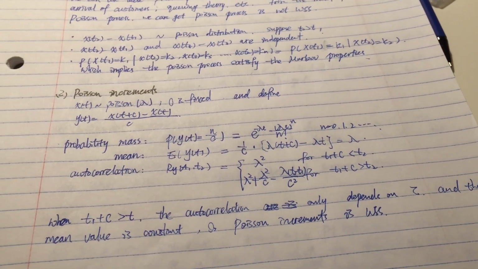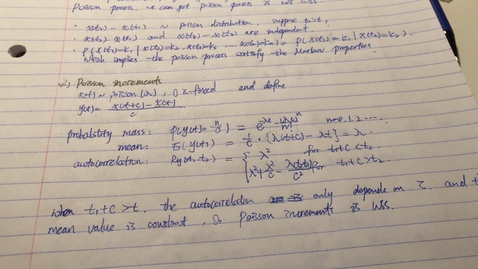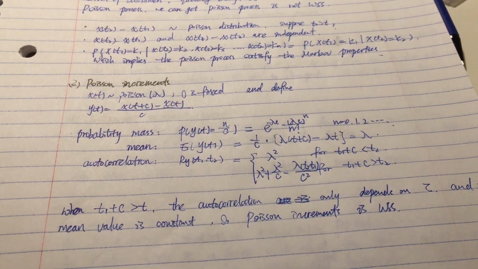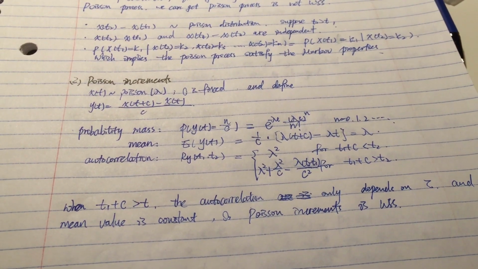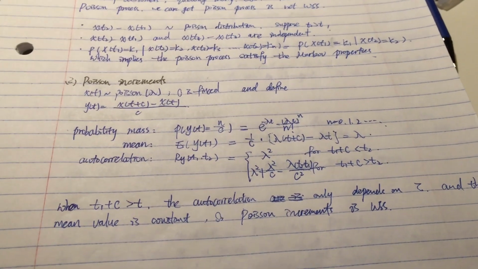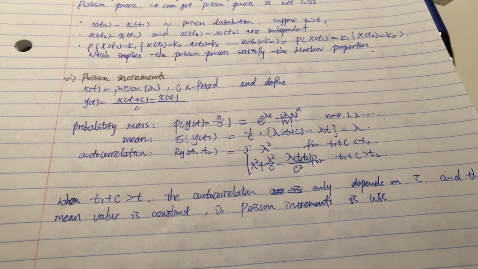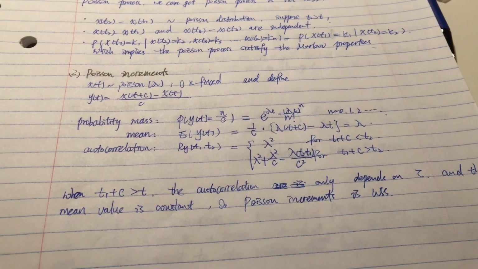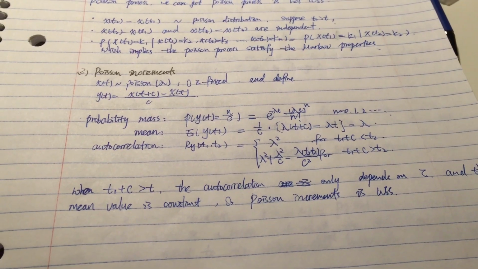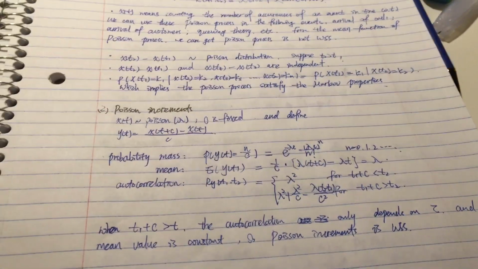The second process is Poisson increments. Let's define Y(t) equals X(t plus c) minus X(t), over c. X(t) is a Poisson process with parameter lambda, and c is fixed. So the probability mass equals e to the minus lambda c times (lambda c) to the n over n factorial, where n equals 0, 1, 2, and so on.